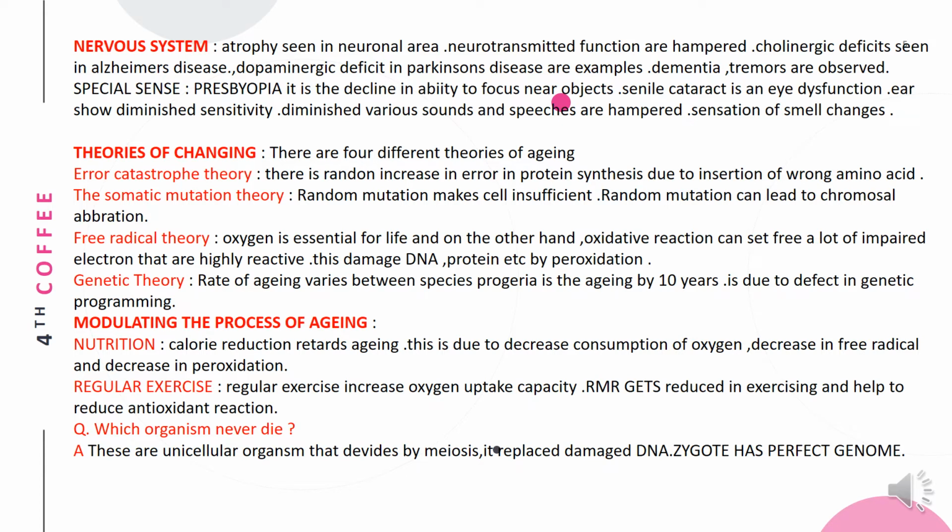Modulating the process of aging. Nutrition: calorie reduction retards aging. This is due to the decrease in the consumption of oxygen, decrease in free radicals, and decrease in peroxidation. Regular exercise: regular exercise increases oxygen uptake capacity. RMR gets reduced with exercising, which helps to reduce oxidation reactions.